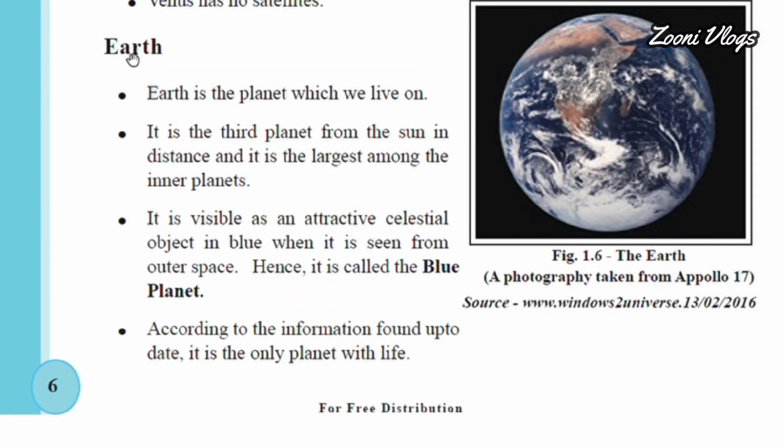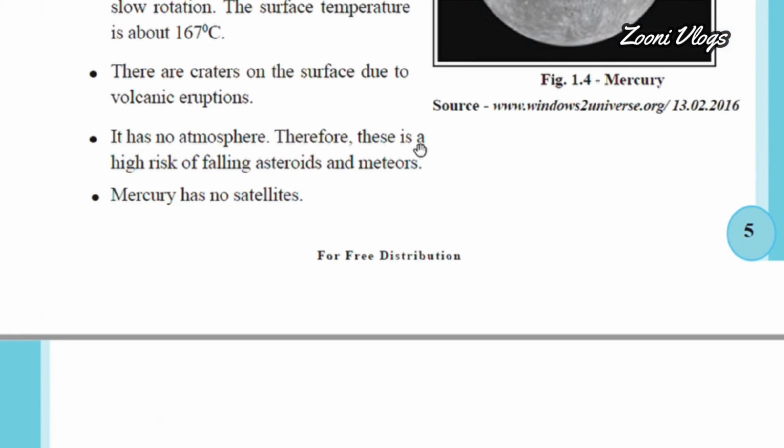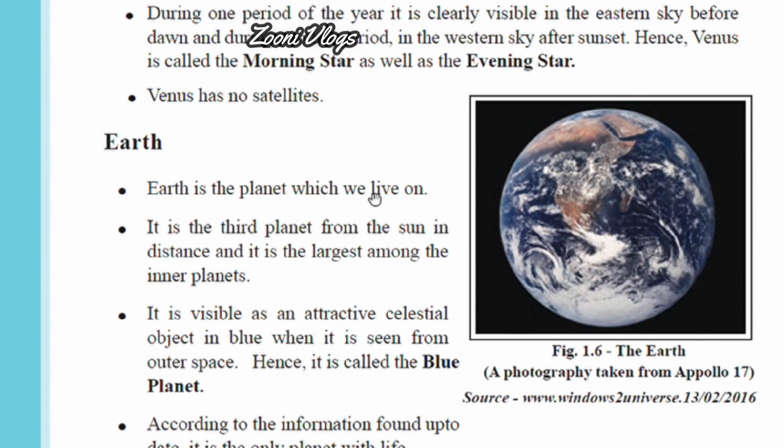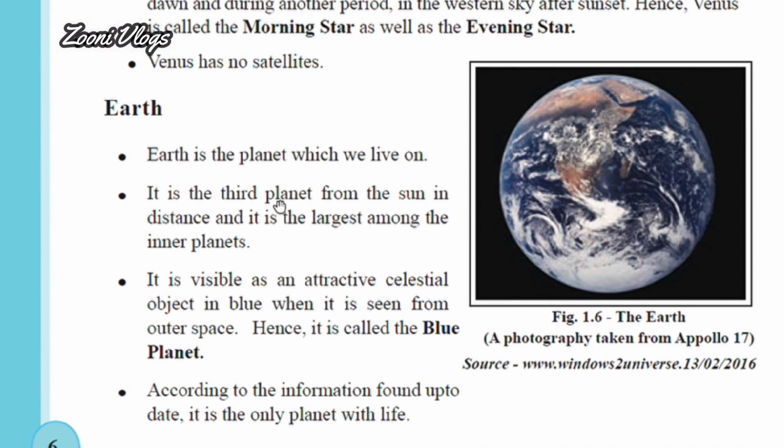And the next one is the Earth. Earth is the planet which we live on. It is the third planet from the sun in distance, and it is the largest among the inner planets. The first one we studied was Mercury, then Venus, and the third one is Earth, our place.